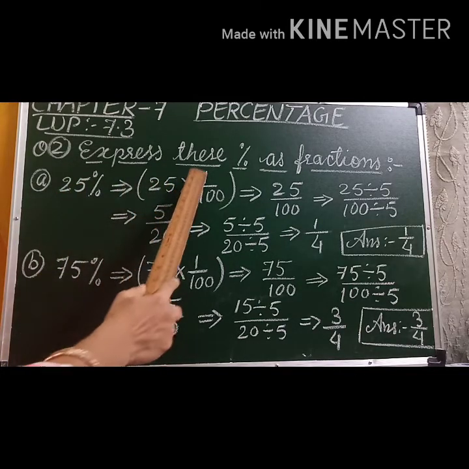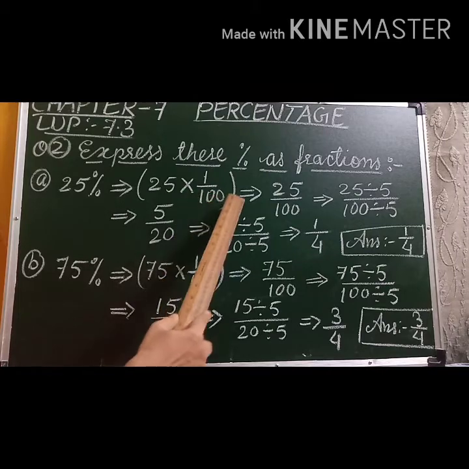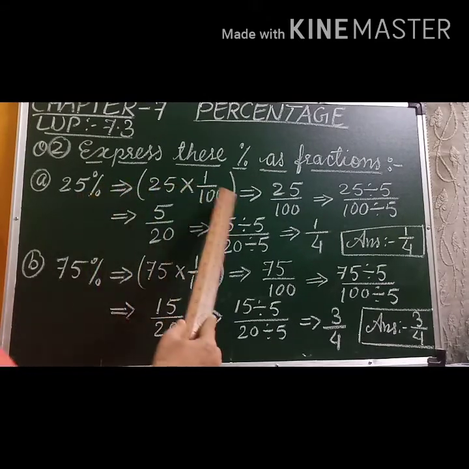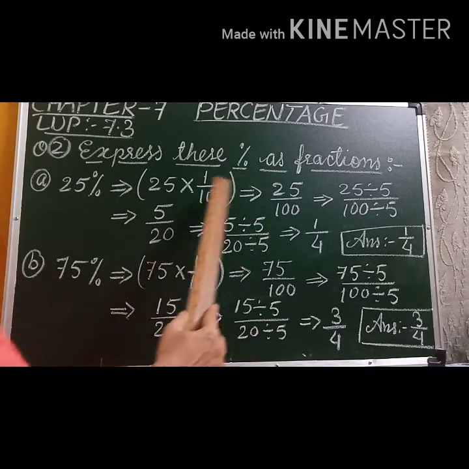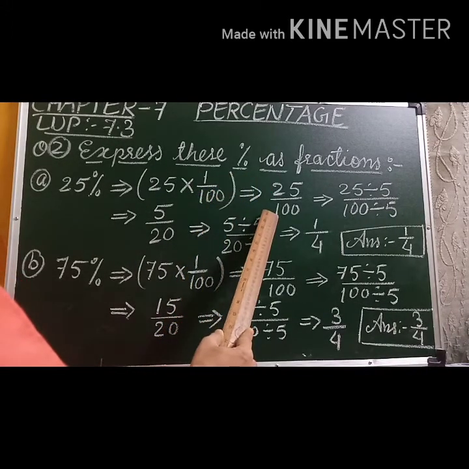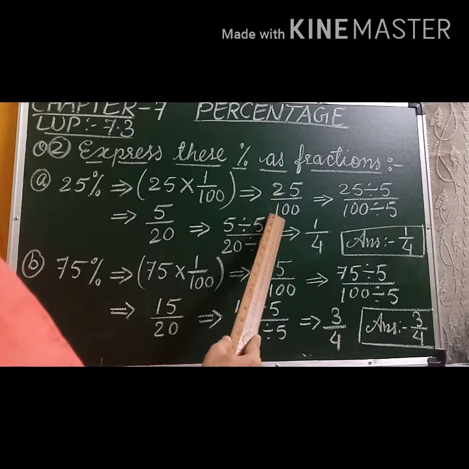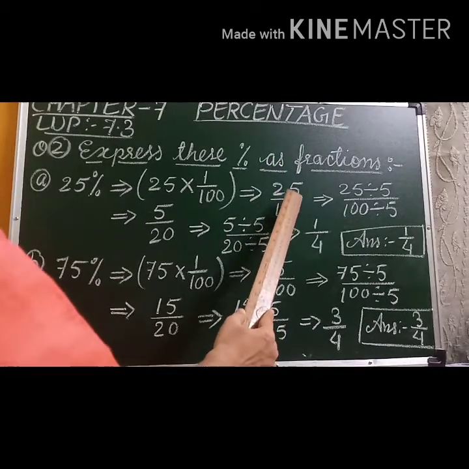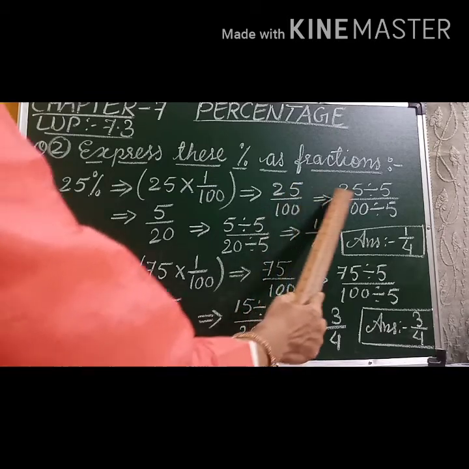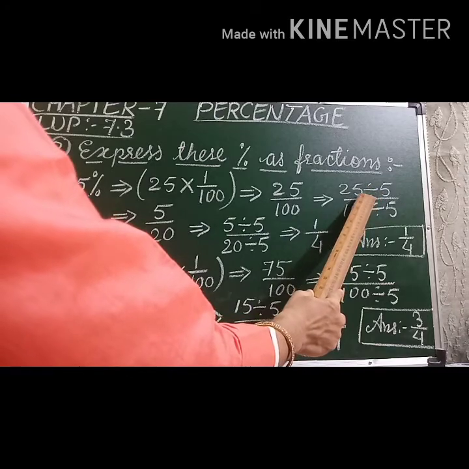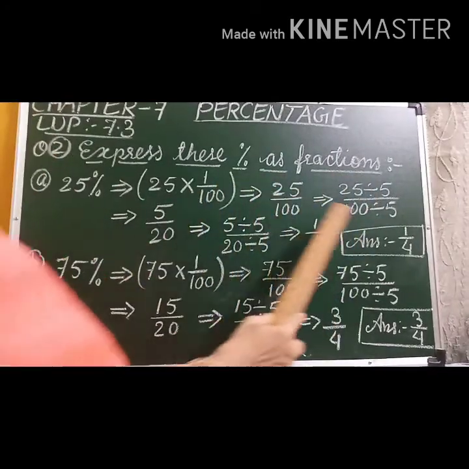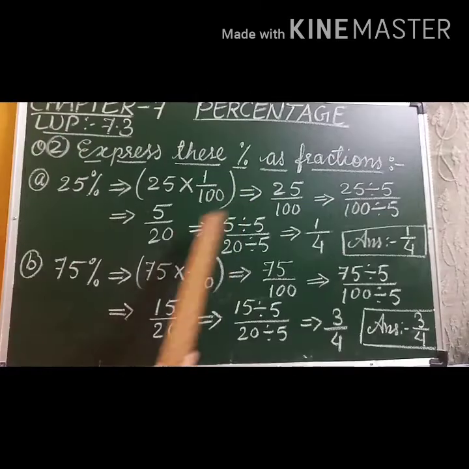So first step, we have to multiply by 1 by 100 and here we have removed the symbol of percentage. Now 25 into 1 is 25 and in the denominator 100 is there. So 25 divided by 100 can be simplified. Both are multiples of 5. So we have to divide by 5 in numerator also, in denominator also. So when we divide 25 by 5 we get 5 and when we divide 100 by 5 we get 20.